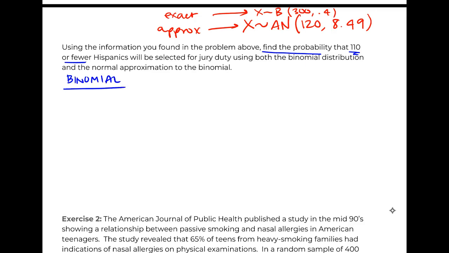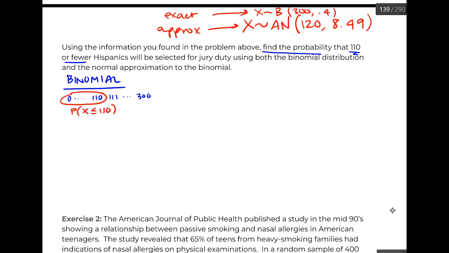This is not a question I would ask you to do on the test because not everybody has the scientific calculator or the graphing calculator. So if anyone's using the formula by hand, this would be an evil question. Because if we're talking about the binomial, the possibilities are none up to all. So all 300 could be Hispanic or none of them could be Hispanic. And we're interested in 110 or fewer, or the probability that X is less than or equal to 110.